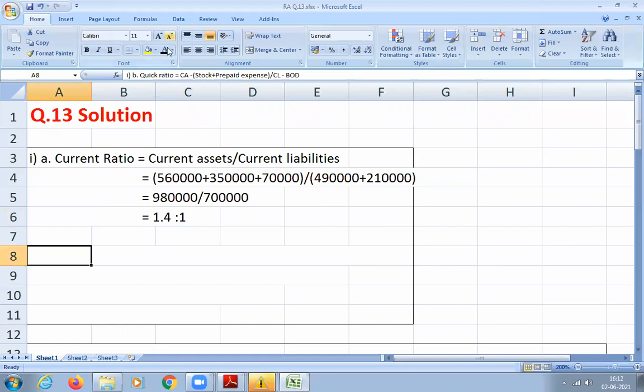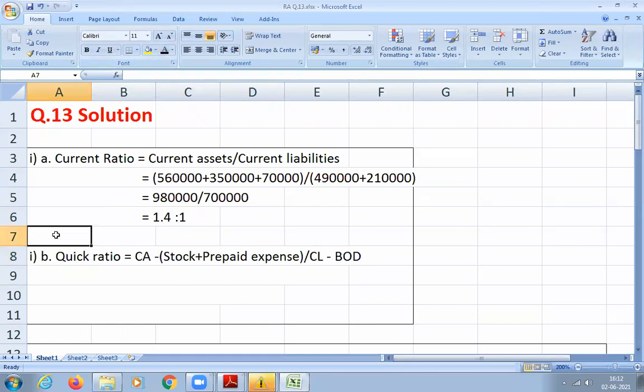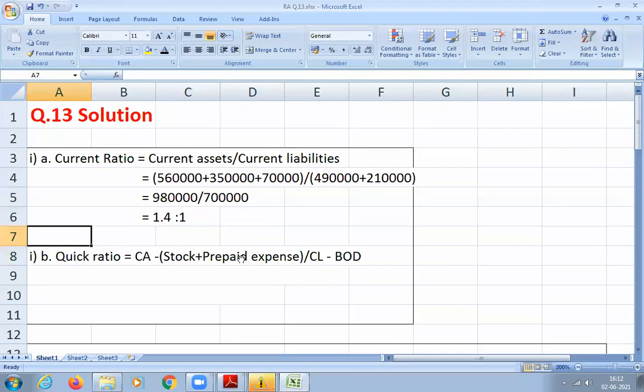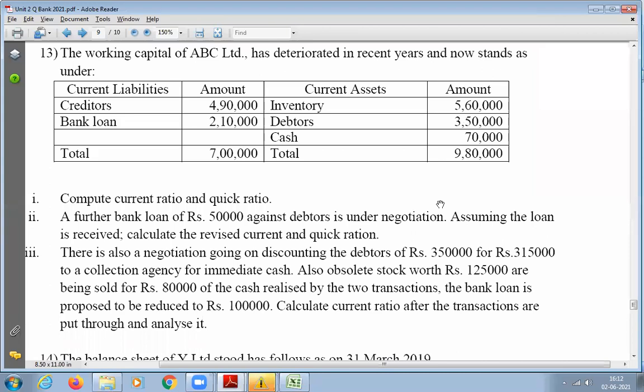And then quick ratio. Yes, for current asset, I know 9.8 lakh. In that, you have to minus stock and prepaid expense. How much is stock? 5,60,000. And prepaid expense, he has not given. Yes or no? Prepaid expense, he has not given.